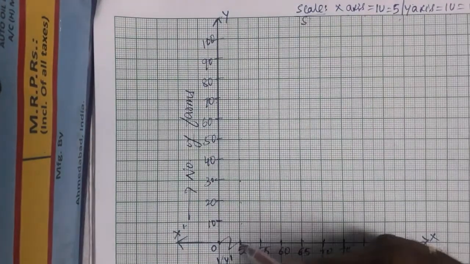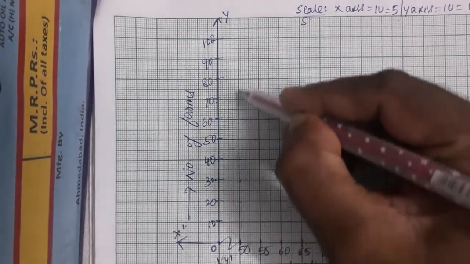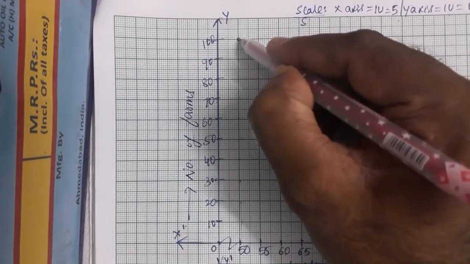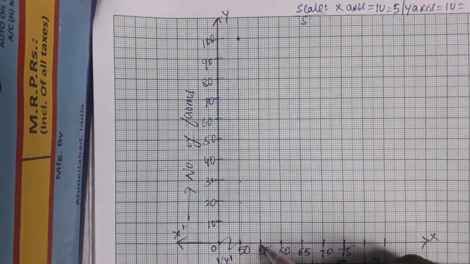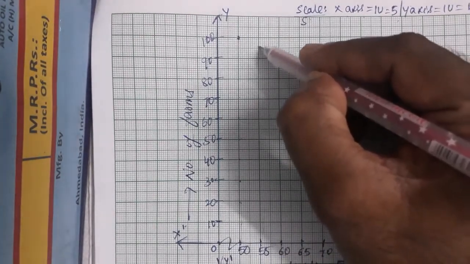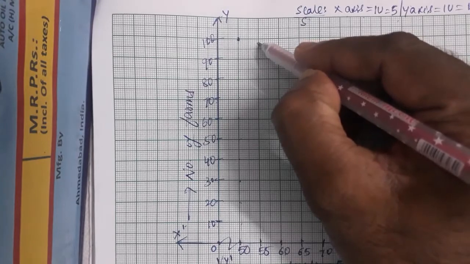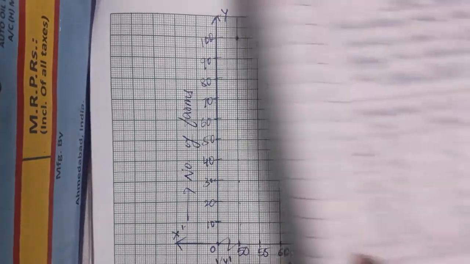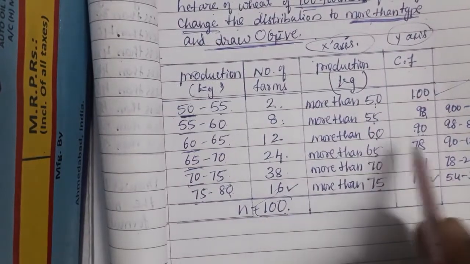50 is 100. 50 is here. On the same y-axis you go. 100 you get here. Okay. Then for 55, I told you 98. So 90 is here. Count small boxes. 8 boxes. So 98 you will get here. Okay. Then you see, for 60, it is 90.